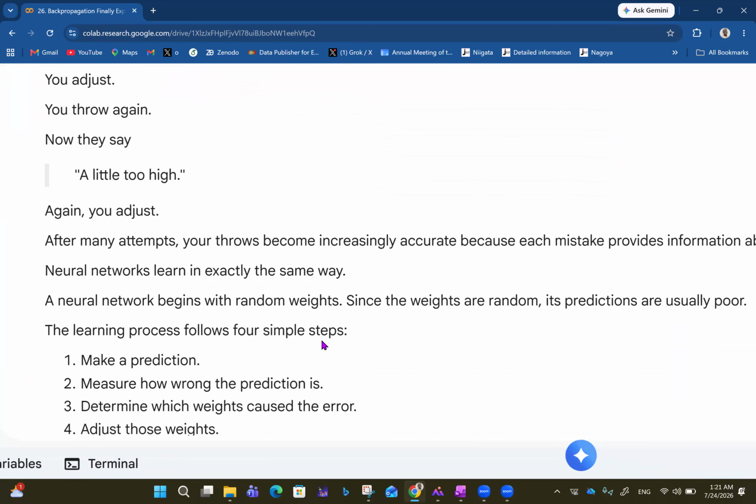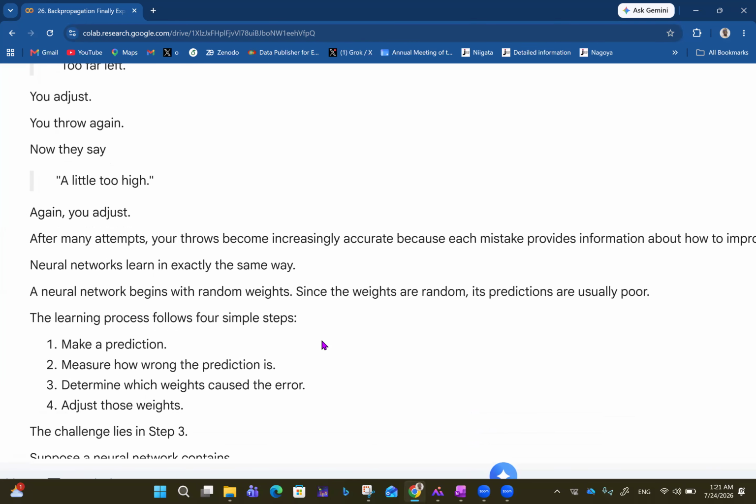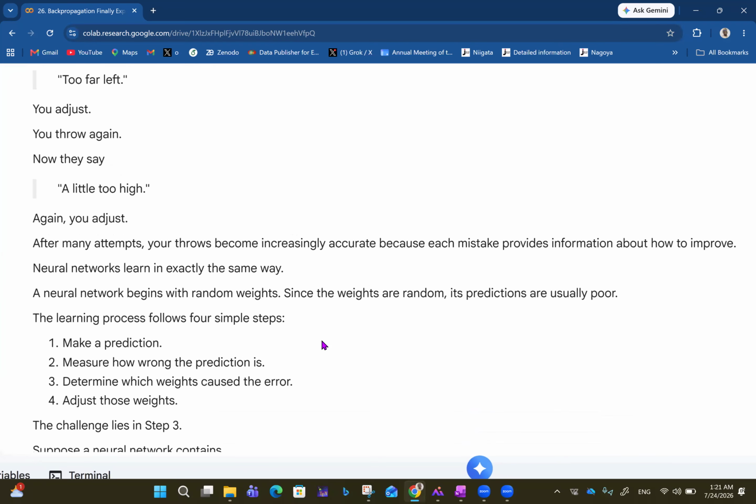So with every instruction, you keep adjusting, right? After many attempts, your throws become increasingly accurate because each mistake provides information about how to improve. Neural networks learn in exactly the same way. A neural network begins with random weights. Since the weights are random, its predictions are usually poor, right? So initial weights are random.